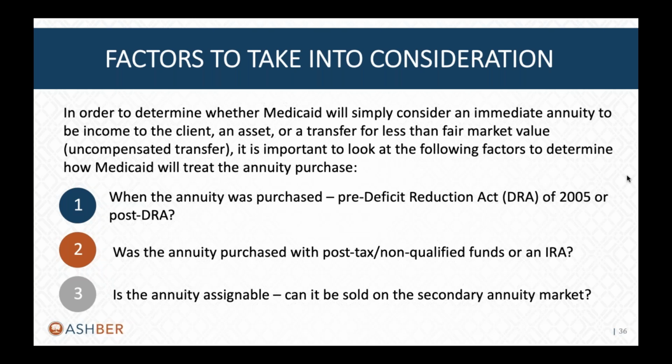Also, it's important to look at whether the immediate annuity was purchased with post-tax dollars or if it was purchased with IRA dollars. And finally, we also have to consider if the annuity is considered to be assignable. So can it be sold to a company like JG Wentworth or Peachtree on the secondary annuity market? The answer would be yes, that it can be sold if it is considered to be an assignable contract. So in that case, Medicaid may consider the immediate annuity to be an available asset if the policy can be sold.